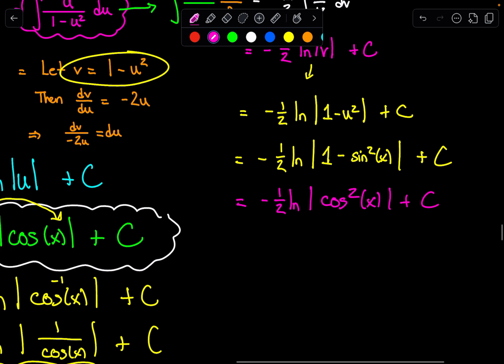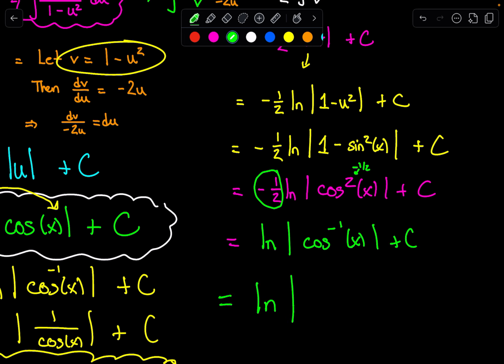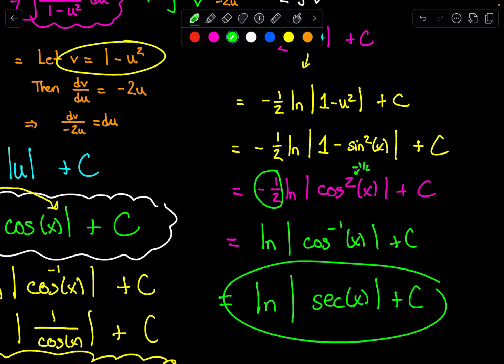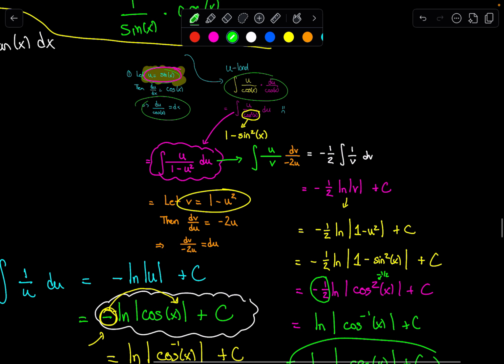And this thing's starting to shape up a little bit, because now I can use the same exponent rule, which is that this is the natural log, the absolute value of, well, if I put this up, I'm going to get a negative 1/2 in the exponent here. So that's going to give us a cosine to the negative first power of x plus c. We still end up at the natural log absolute value of secant of x plus c. So we still end up at the exact same place doing this first method.